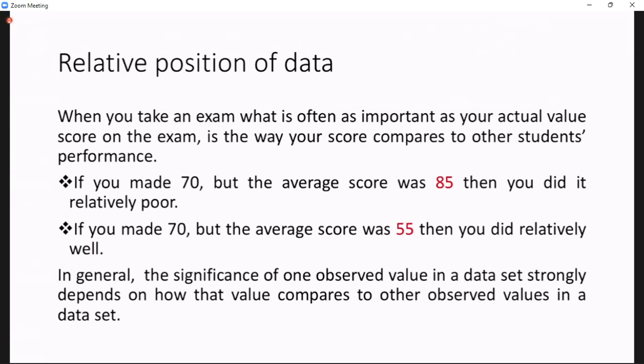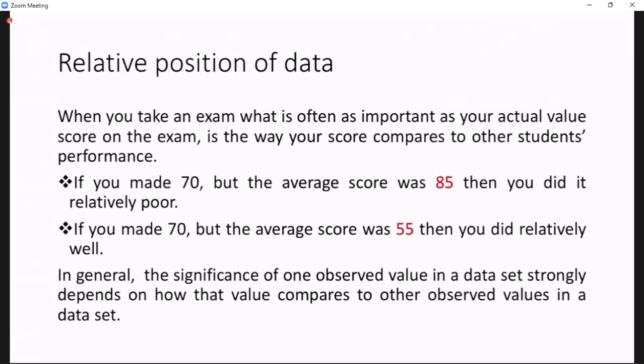Now read this small paragraph. When you take an exam, what is often as important as your actual score on the exam is the way your score compares to other students' performance. For example, if you made 70 but the average score was 85, then you did relatively poorly. If you made 70 but the average score was 55, then you did relatively well.